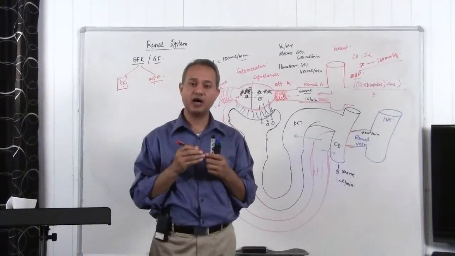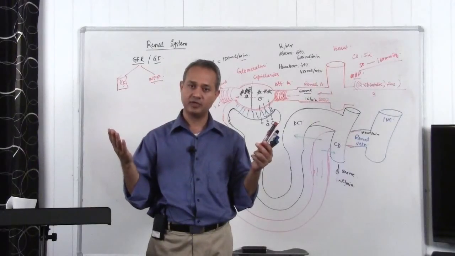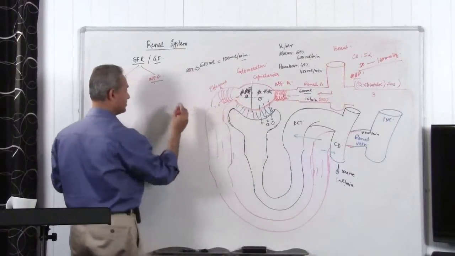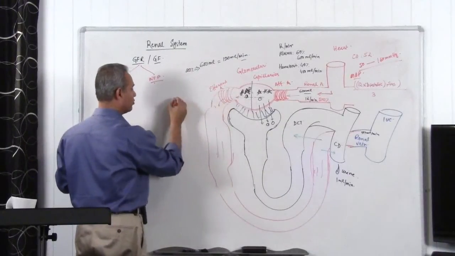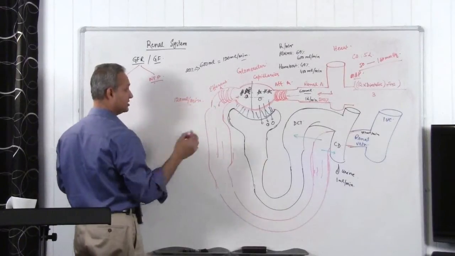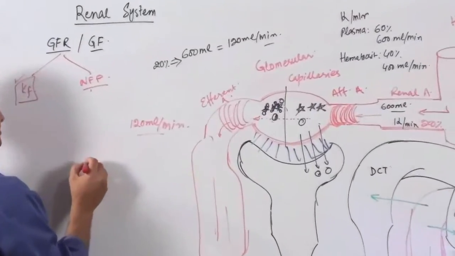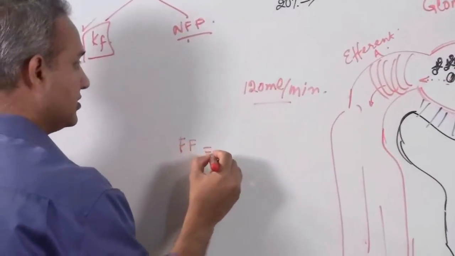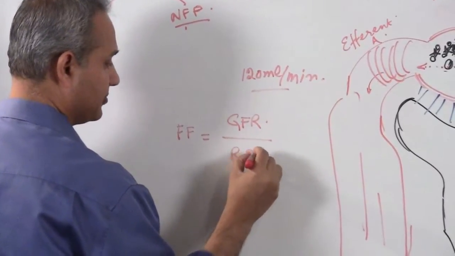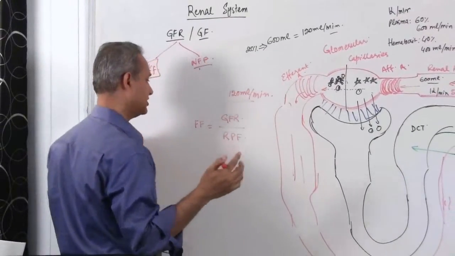Filtration fraction is the amount of plasma filtered into the Bowman space per unit time. Over here, 600 milliliter plasma comes in, and about 120 milliliter per minute is filtered. This is called the filtration fraction. This is also GFR. So filtration fraction equals GFR divided by renal plasma flow. So that is the filtration fraction.